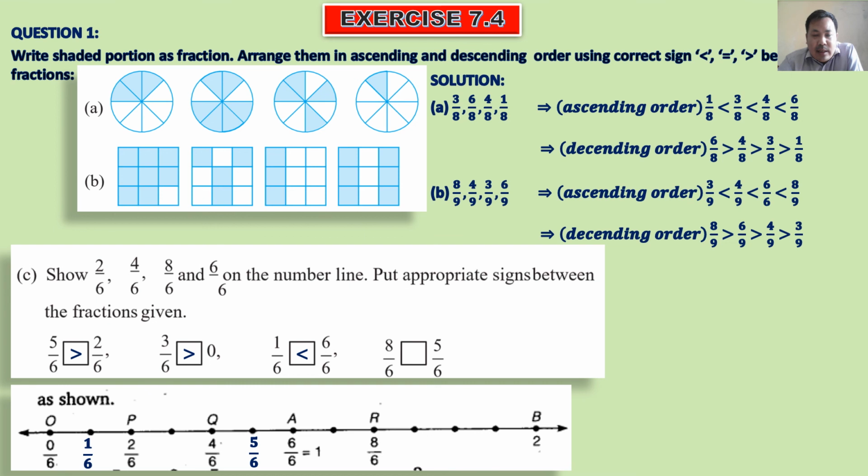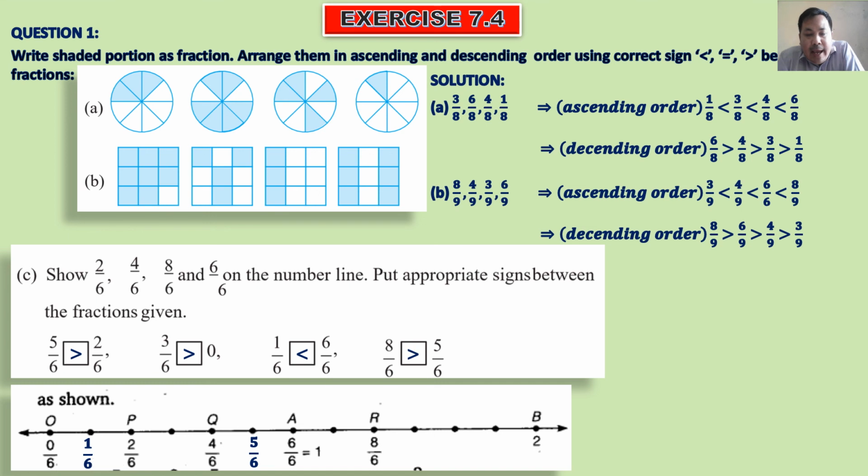Okay. Next, the last one is 8 by 6 and 5 by 6. You see 5 by 6, where is 5 by 6? 5 by 6 is here and 8 by 6 is here. So you see 8 by 6. How can we find 8 by 6? From here 0, 1, 2, 3, 4, 5, 6, 7, 8. So 8 by 6 it is. Okay, clear? So 8 by 6 is here. That means 8 by 6 is on the right side of 5 by 6. Therefore 8 by 6 is larger or greater than 5 by 6. Then we put the symbol like this.